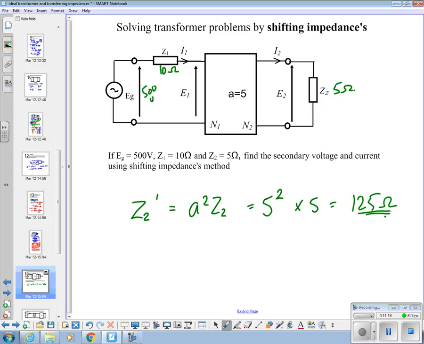Okay? And we also want to find E2, so we're going to find E2, we probably need to find E2 dash. So we'll make a statement here that it's A times E2, and I2 dash is I2 over A. But we don't know what they are yet. Yeah?